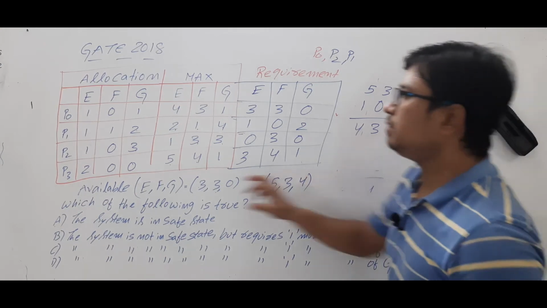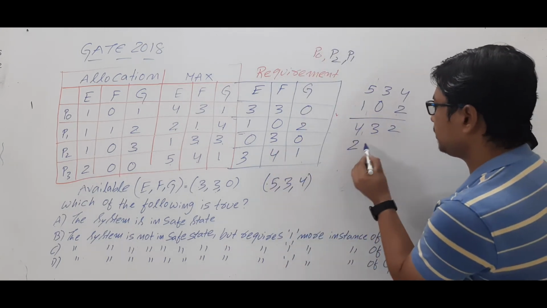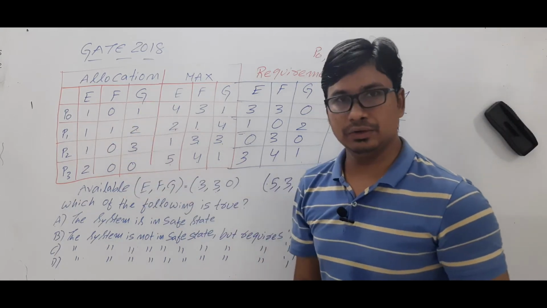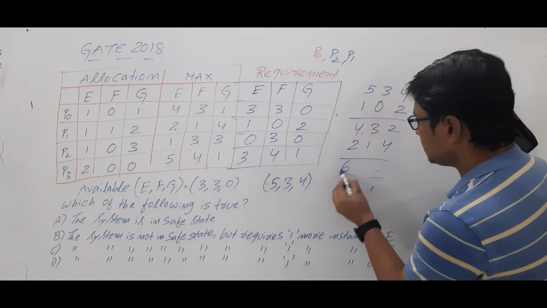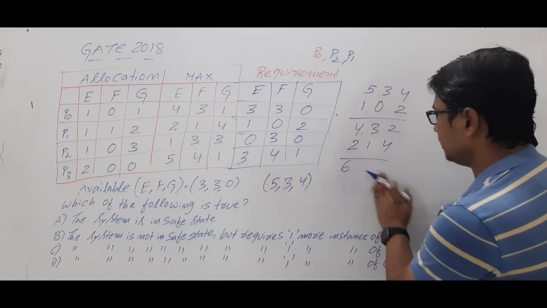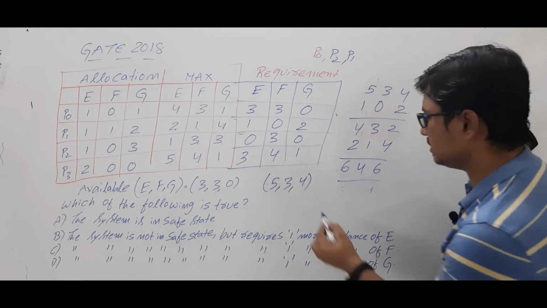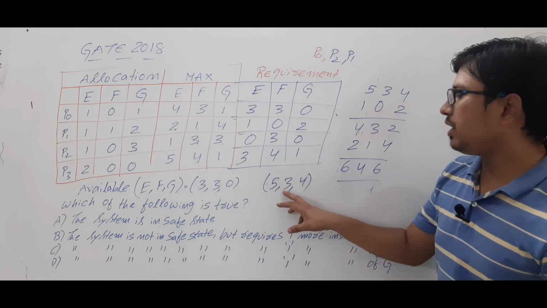Then what will happen? The process P1 will complete the task and it will release all the resources. So it will release 214 because we have allocated 214 to this one. Are you able to understand it or not? So it will be 6 units of resource E, 4 instances and 6 instances. So the availability currently is 646. Like this you can calculate.